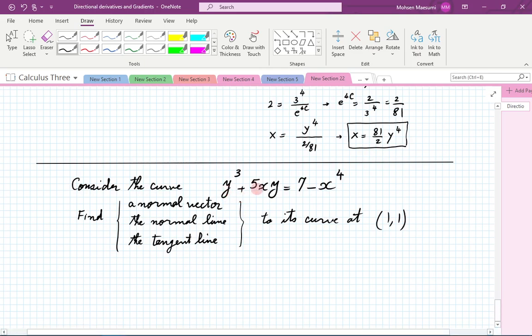So what do we do? First of all, we take this thing and convert it to a function of two variables. You have many ways of doing that. The easiest one is just bring everything to one side. So take z to be y cubed plus 5xy, plus x to the fourth minus 7. So z equal to 0 is the curve. The level curve of this, when z is equal to 0, is exactly the curve that you want to look at.